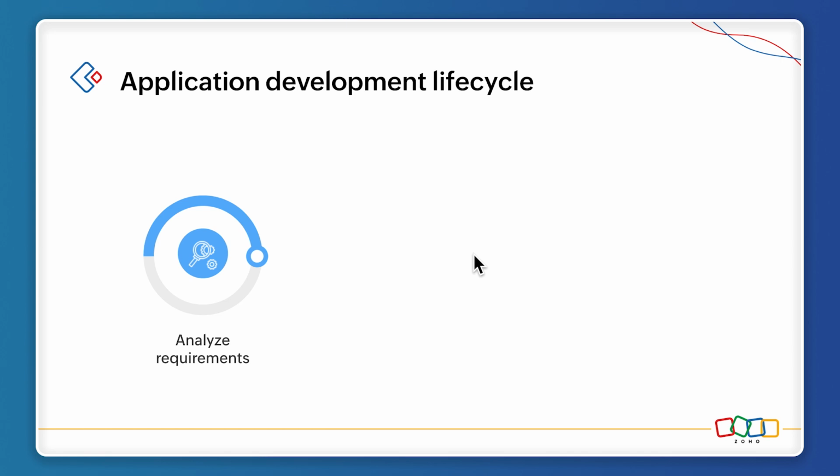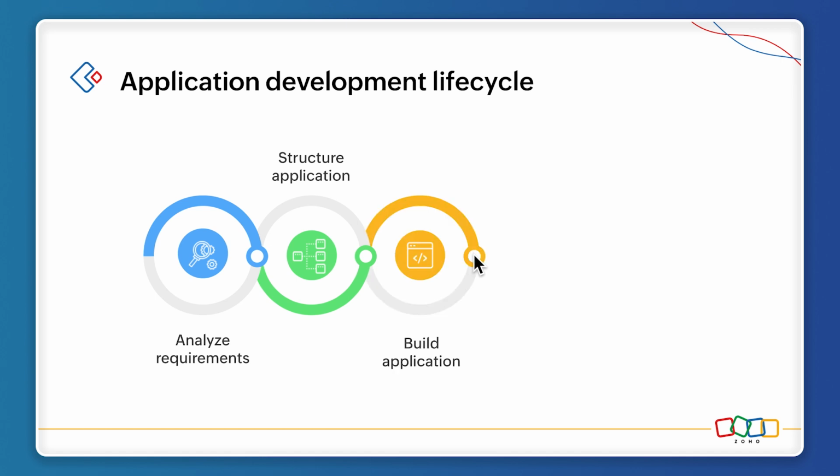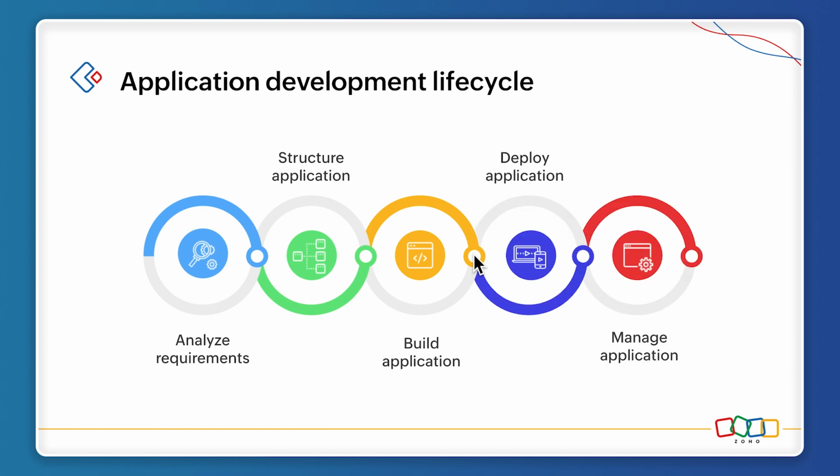Once the requirements are analyzed, the second step is structuring the application. What are the modules needed, forms needed, reports needed, and how we are going to manage the flow of the application. Everything has to be structured after analyzing them. Once the structuring is done, then comes the actual application building process. Once the application is built, we can test and deploy the application, and then we can manage the deployed application. So this is the application development lifecycle followed by every Zoho Creator application. This is all about Zoho Creator.